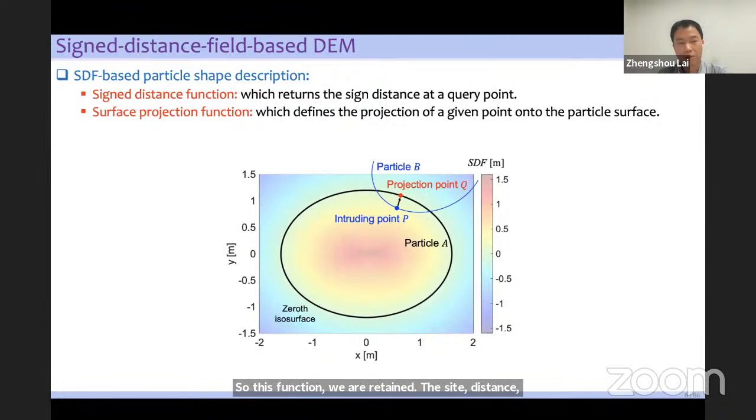This function will return the signed distance at every query point. And we also have the surface projection function, which defines the projection of a given point onto the surface of the particle. Based on the signed distance particle interface, the zero signed distance will be the surface of the particle.